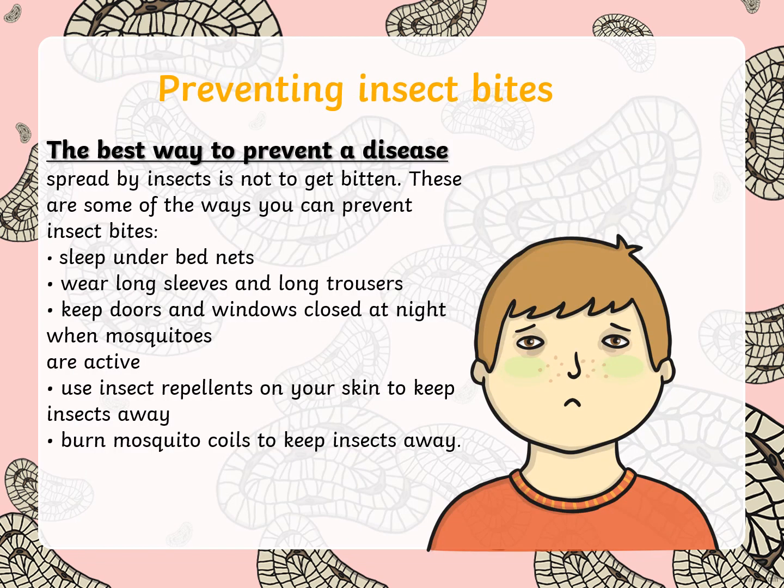So what's the best way to prevent the disease? Like insect bites. First thing, sleep under bed nets, wear long sleeves and long trousers, keep the doors and windows closed at night when mosquitoes are active, use insect repellents on your skin to keep the insects away, and burn mosquito coils to keep the insects away.